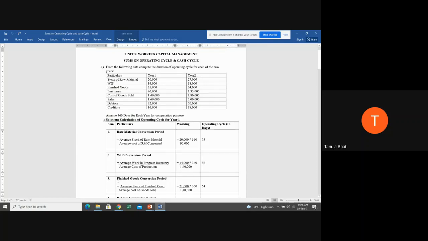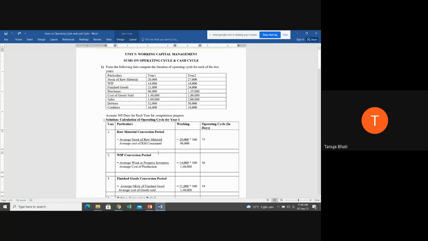Next is the finished goods conversion period. So it is average stock of finished goods divided by average cost of goods sold. What is average stock of finished goods? It is given here as 21,000 divided by cost of goods sold, given as 1,40,000. So when you divide these two into 360, you get 54. Now you have got ICP. ICP means you have got the raw material conversion period, work in progress conversion period, and finished goods conversion period.